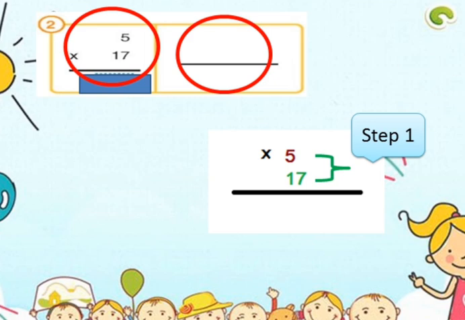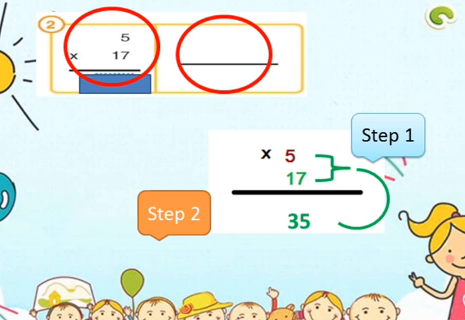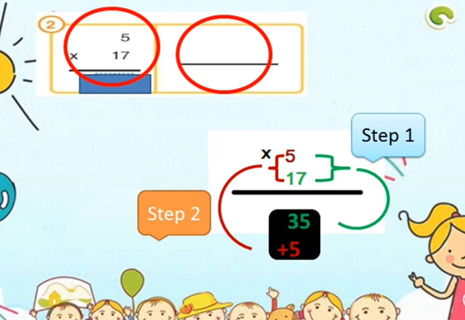Students, look at the circles. We have 5 and 17. For step 1, look at the green color. We have the first step, 7 times 5 is 35. So you can see 35 is in green color. Now, let's do the next one. 5 times 1 is 5, but I'm going to add that 5. You can see? And now again close the 3 and the 5.